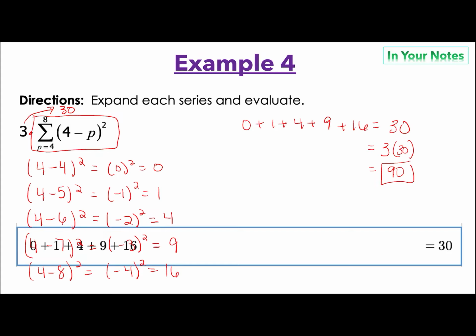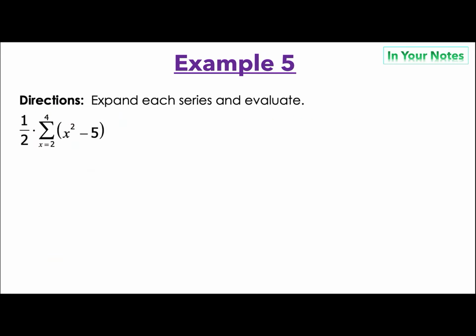All right, last but not least, example 5. I'm asking you to expand each series and evaluate again. So this one is very similar. There's a 1/2 in front, and we're just going to have to evaluate this part first. So this one is saying x squared minus 5. Notice the squared was only attached to the x this time. It's not on the outside.